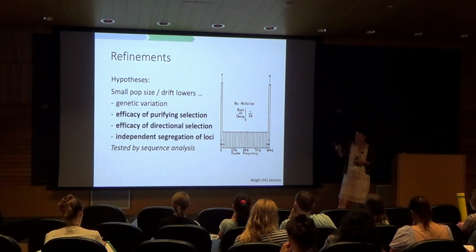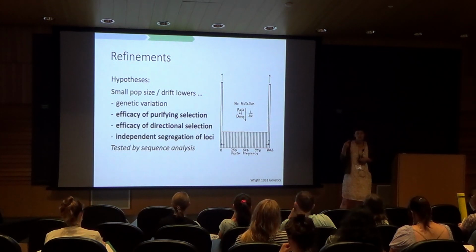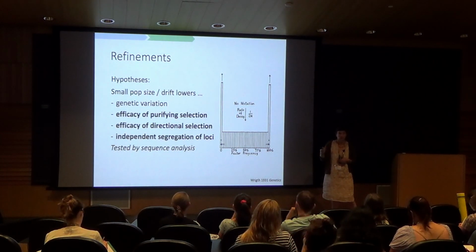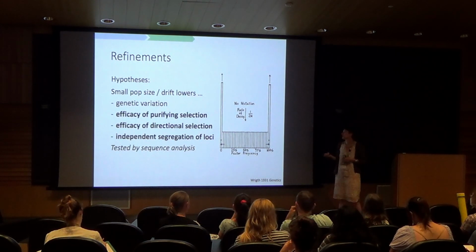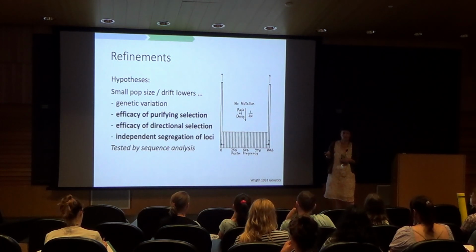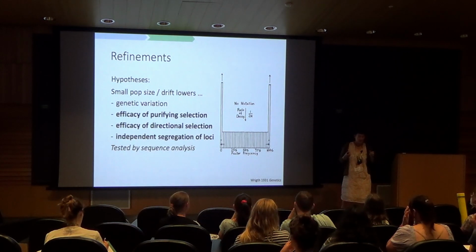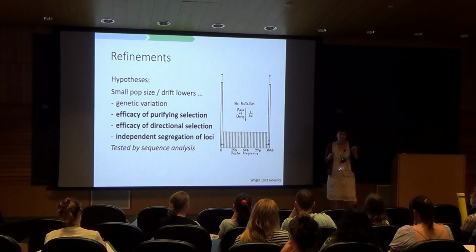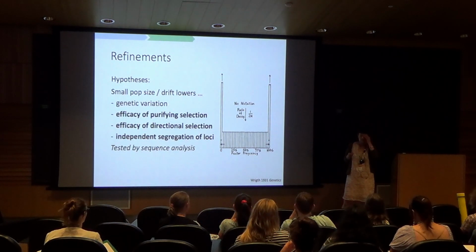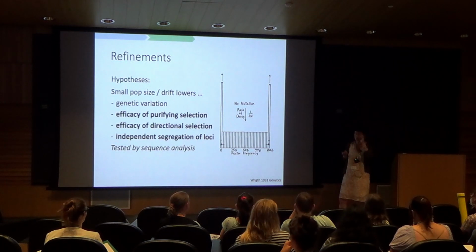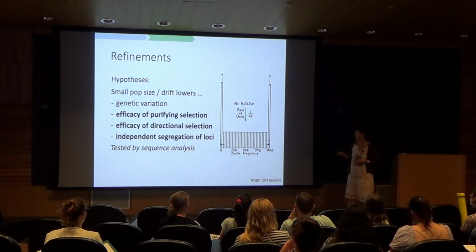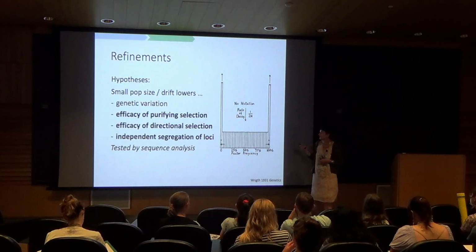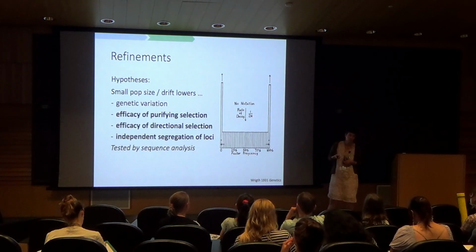We have a reduced efficacy of purifying selection, less efficacy of negative selection, and therefore accumulation of deleterious mutations, mutational load. But obviously the same should be the case for positive selection, that the efficacy of directional selection is reduced, and this is sort of a cutoff relationship depending on the selection coefficients acting on alleles. So there's this threshold. If the selection coefficient is smaller than about 1/2NE or 4NE, there is this increasing effect of drift. And finally, we expect drift to lead to less independent segregation of loci, more linkage.